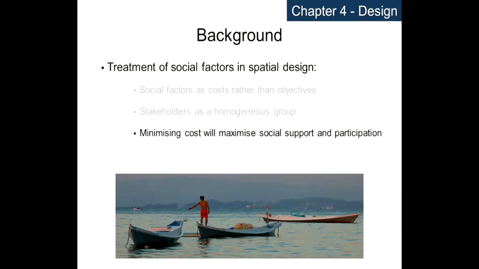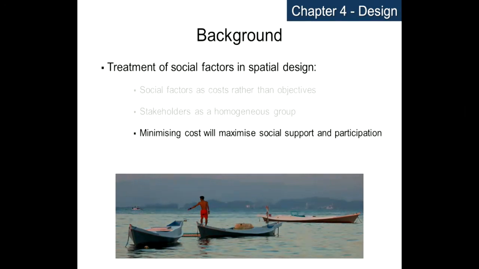And lastly, the previous chapter we just went through shows that there are determinants of the social acceptability, or support and participation, of protected areas, and it isn't just about minimising cost. So there's a diversity of determinants of whether people will support these kinds of protected areas, and one such determinant is social equity, and that's what I'm going to look at in this chapter.